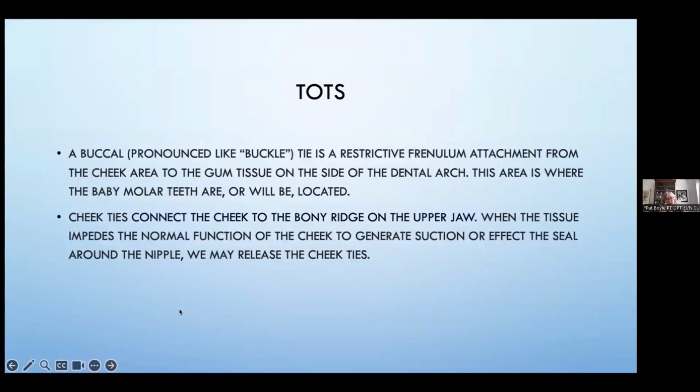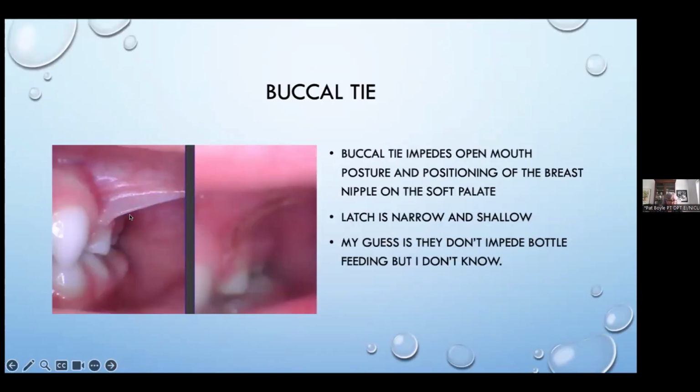The first one is a buccal tie, and it's interesting because it's literally on the cheek area, and they say buccal, I say buccal. It's a restrictive frenulum attachment from the cheek area to the gum on the side of the dental arch. And this is where usually the baby molar teeth are or will be located. Cheek ties connect the cheek to the bony ridge of the upper jaw. When the tissue impedes the normal function of the cheek to generate suction or effective seal around the nipple, we may release these ties.